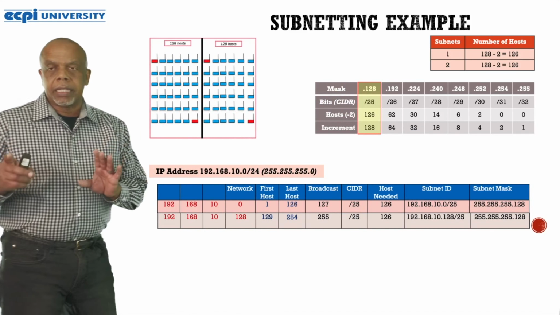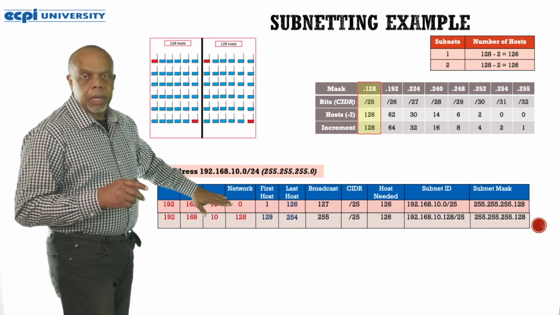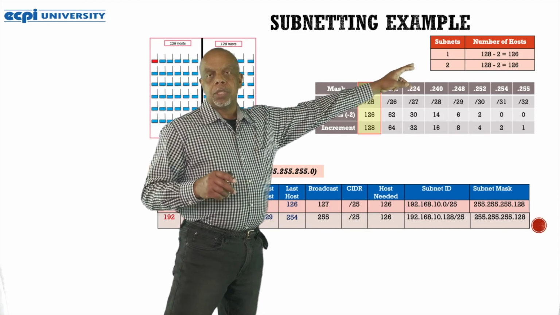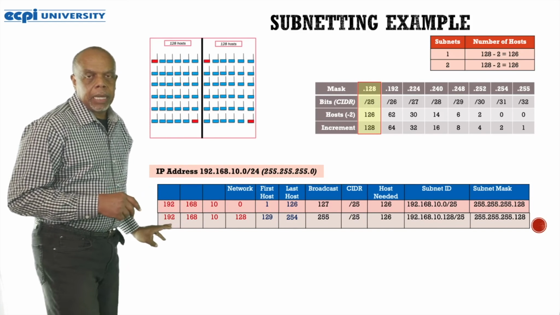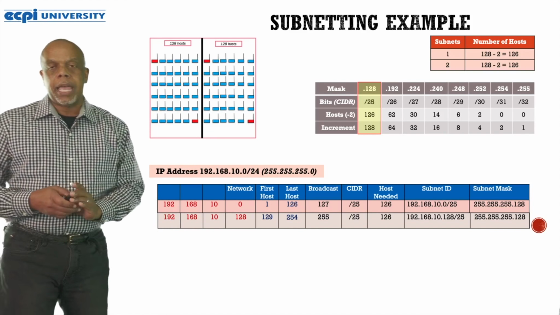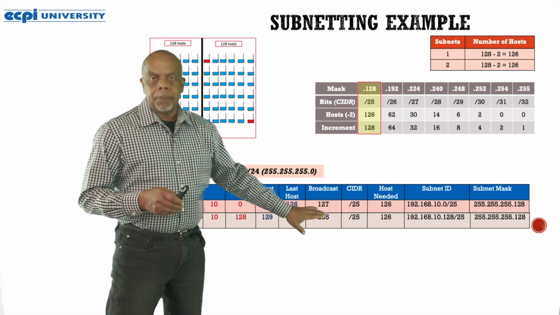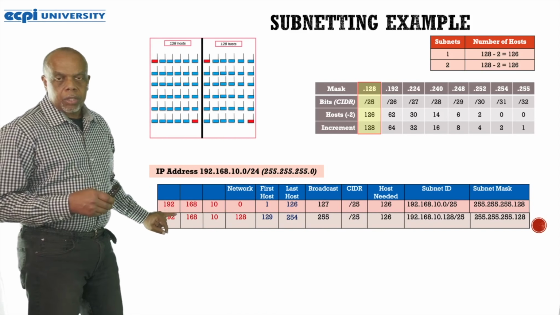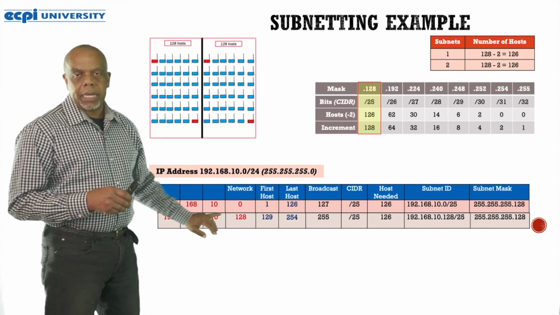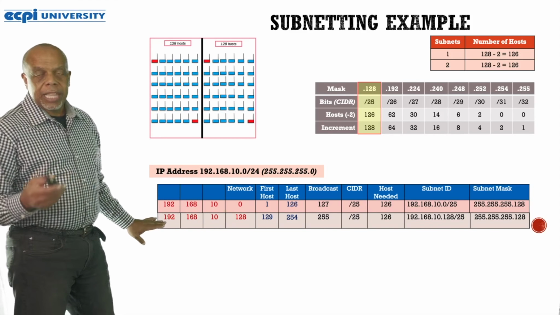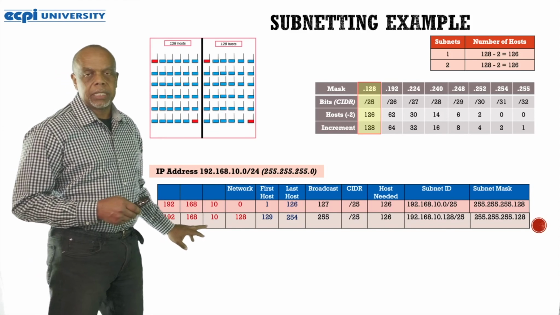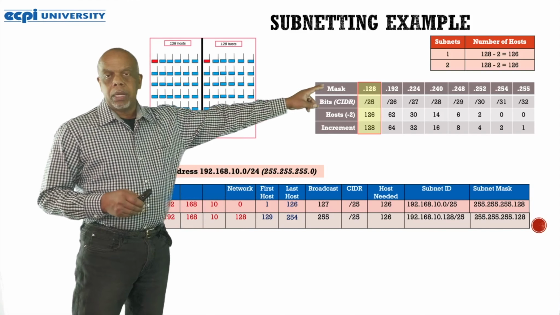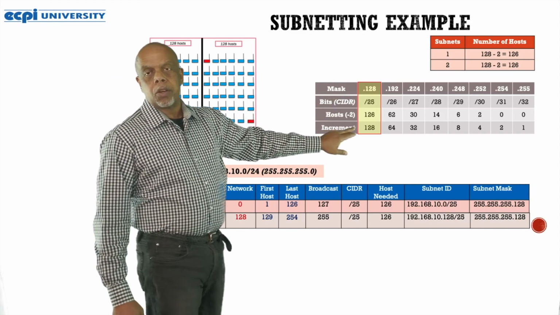Let's take a look at our second subnet. That right there just finished up my first subnet, but I want two subnets. So this is my second subnet. Where does this one have to start? The last IP address I used was 127. I've already used those, so now this one has to start at 128. So the network ID for the second subnet is 192.168.10.128. I'm incrementing by what? 128, right? That's my increment.